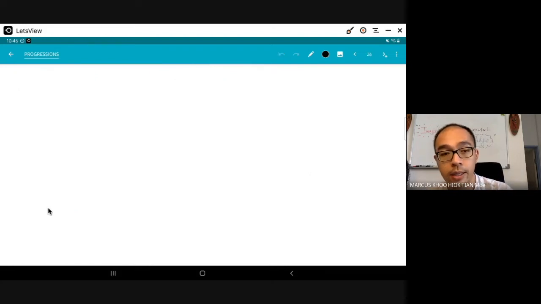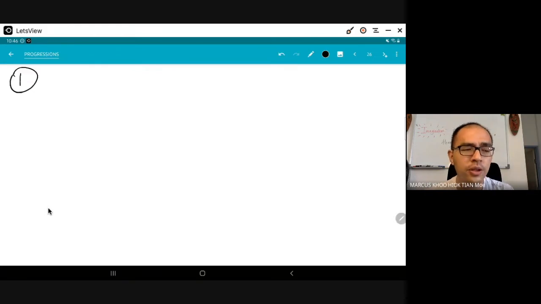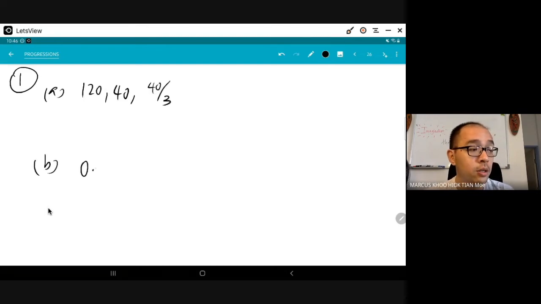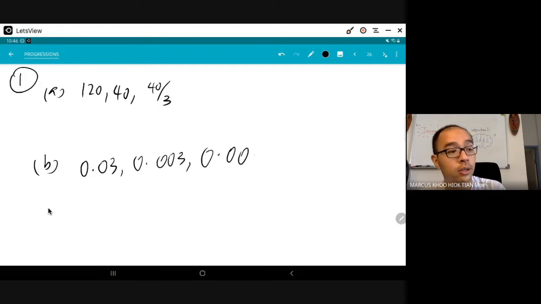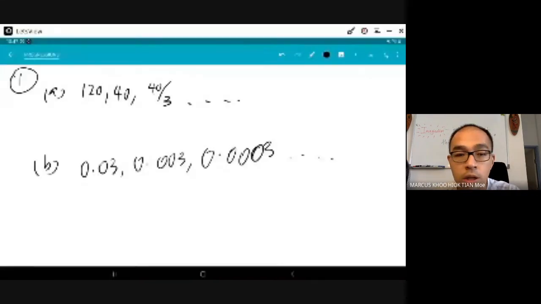All right, let me go to another question. Take a look at question A. The question said, determine whether the following sequence is a geometric progression and then justify your answer. So you see 120, 40, 40 over 3. The second one is 0.03, 0.003, 0.0003. Okay. Yes or no? What do you think? We start with A and B first. A, no. B, yes.